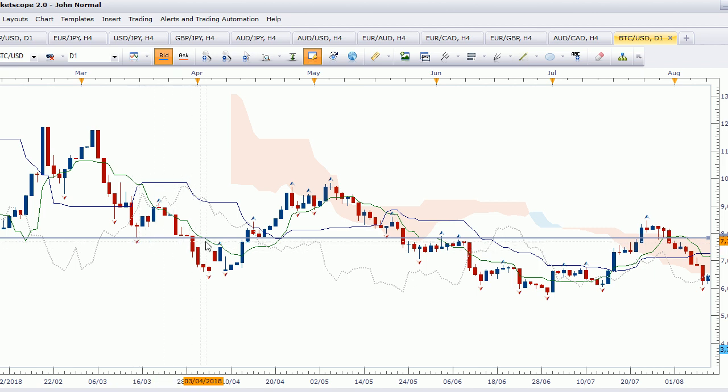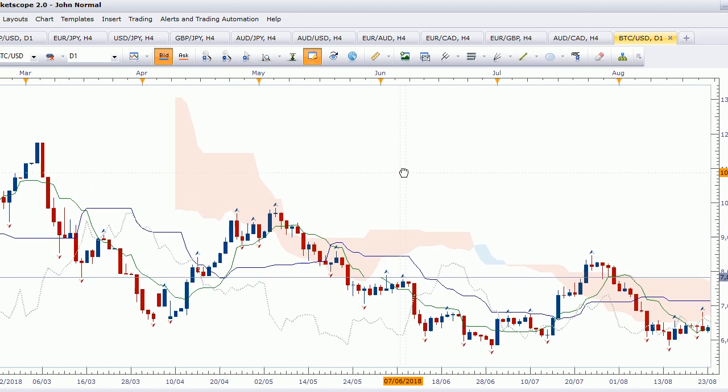Then we moved back up to that fractal, and we did try to bounce there on the Kijun Sen. If we'd gone short there, that would have been a loser. So that's one trade where Ichimoku didn't work.